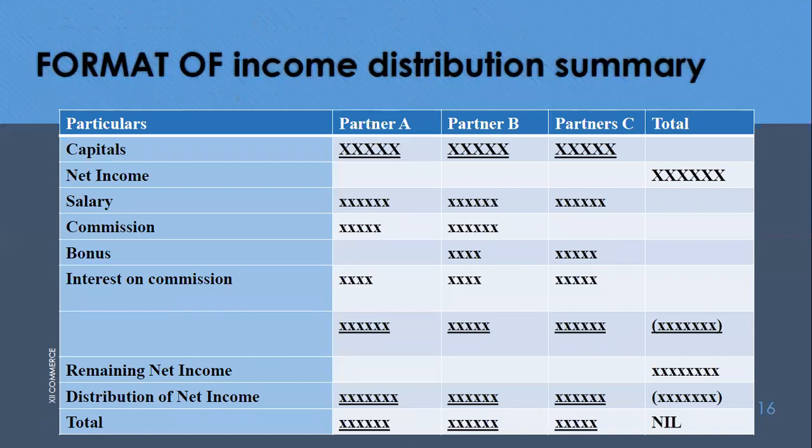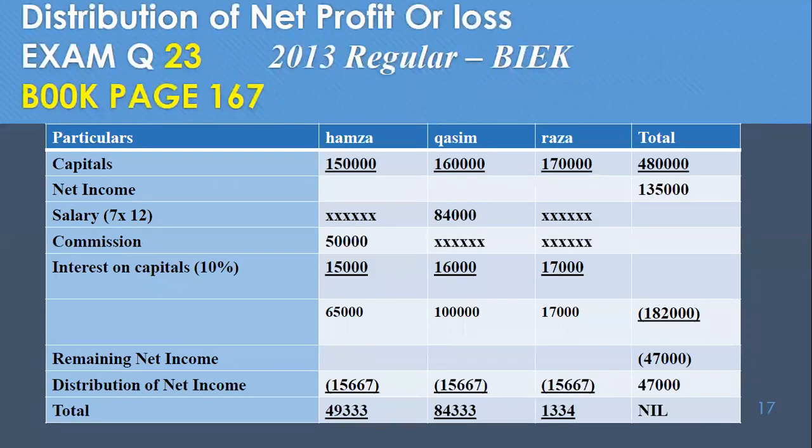This is your format for the different partners, and this is the solution of your exam question number 23 on book page number 167, 2013 regular question. First of all, I will write the capitals at the top, and then I will close these capitals, so these capitals have no interruption with the below calculation.